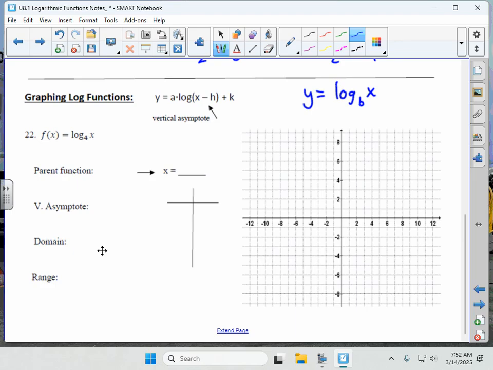All the other numbers in the problem deal with transformations. Log base b of x is the parent function. So in problem 22, log base 4 of x is the parent function, so y equals log base 4 of x. Now we're not going to actually graph this as a log function. We're going to graph it as an exponential, because exponentials are easier to graph. So we're going to change this to exponential form.